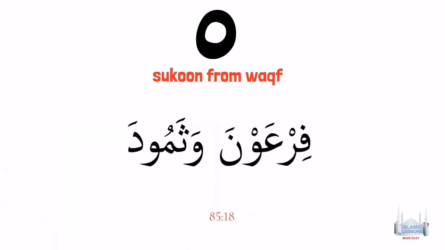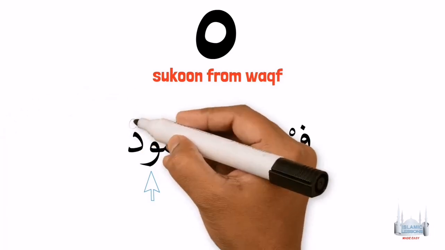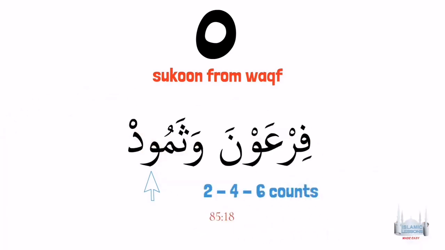Another example, we see a long vowel. When we come to a stop, we change the last vowel to a sukoon, as per the rules of waqf. The verse reads فِرْعَوْنَ وَثَمُودَ. Or if you want to recite it longer, فِرْعَوْنَ وَثَمُودَ. Don't forget, after choosing one, we must be consistent with that number.